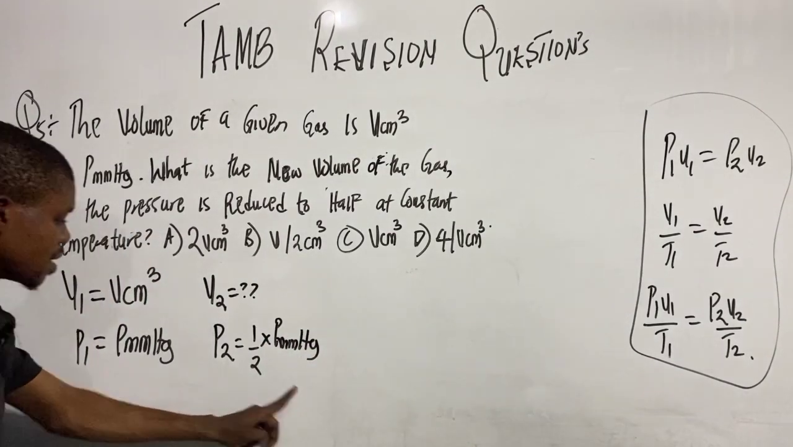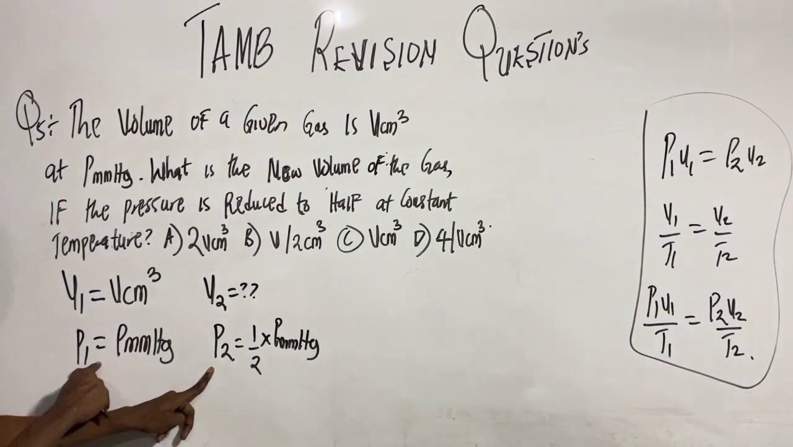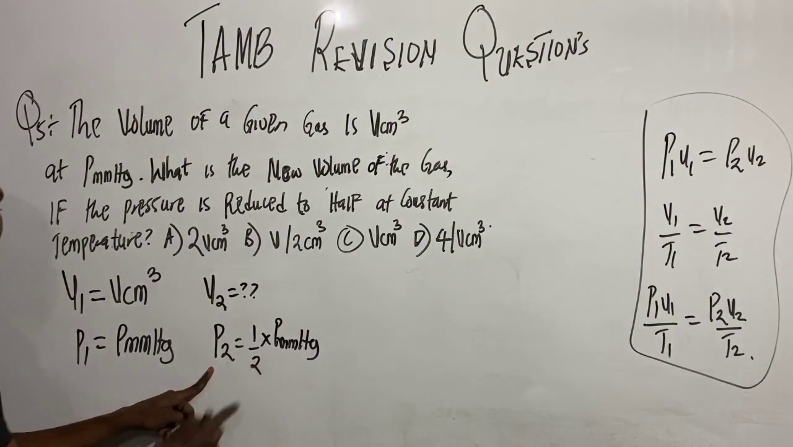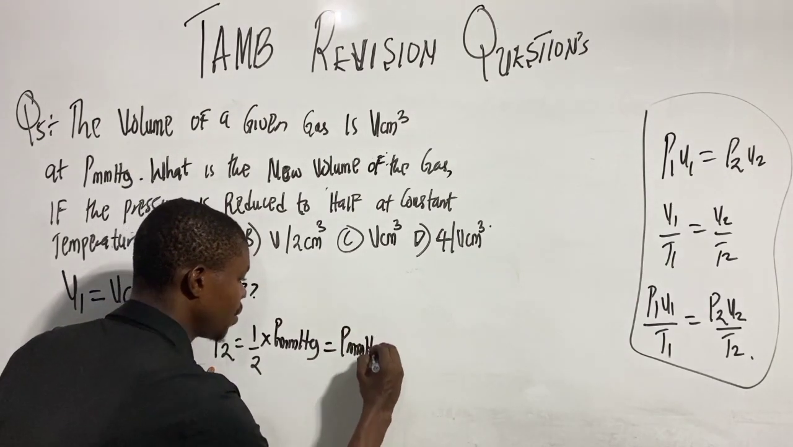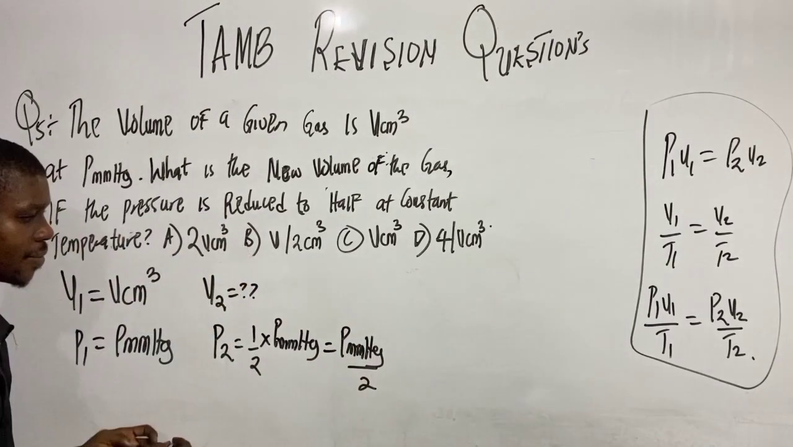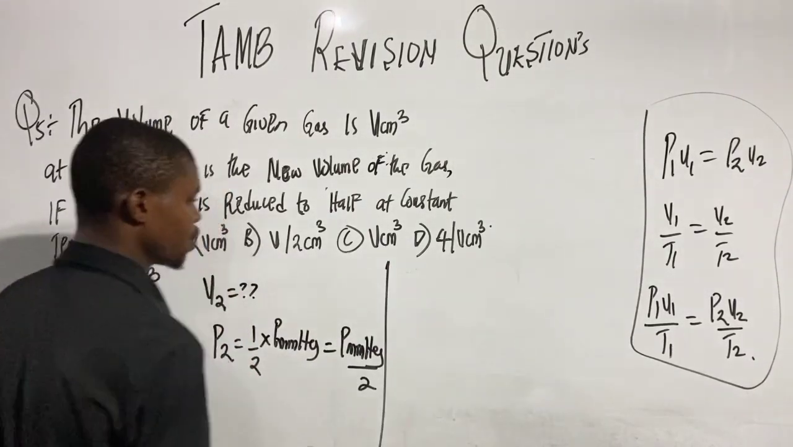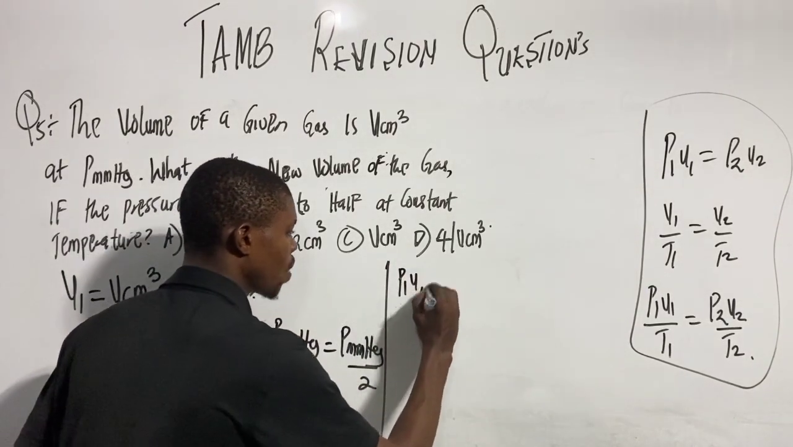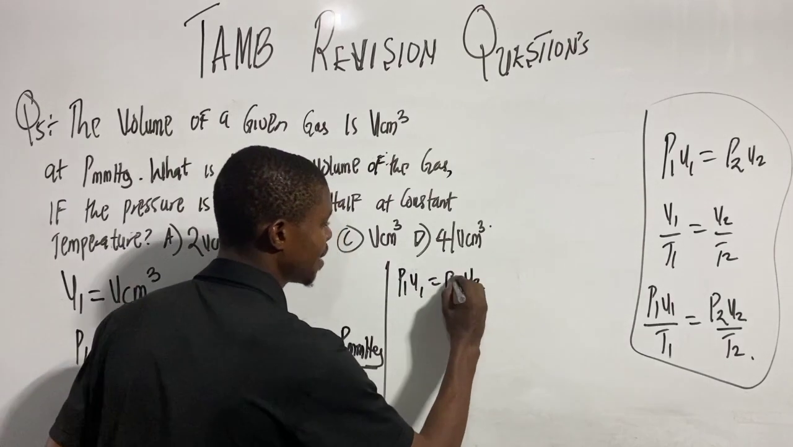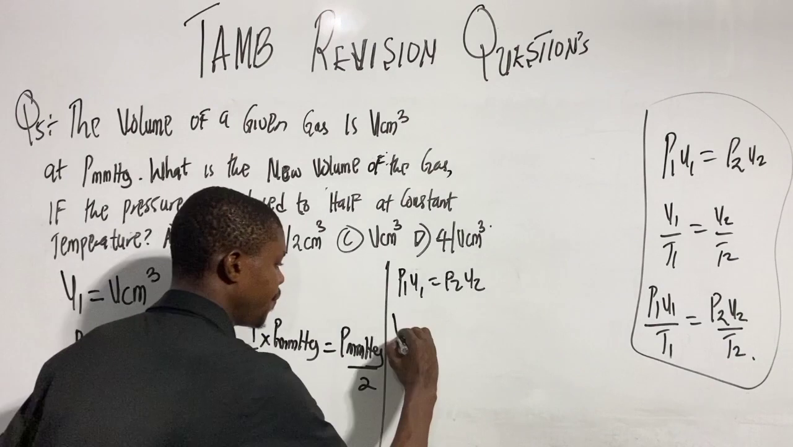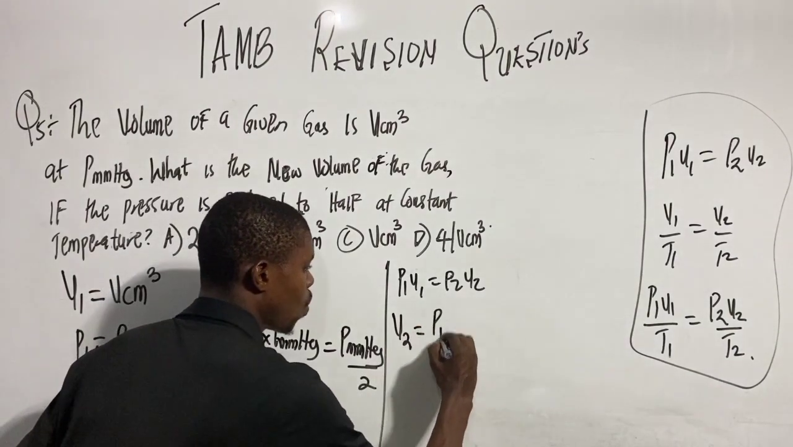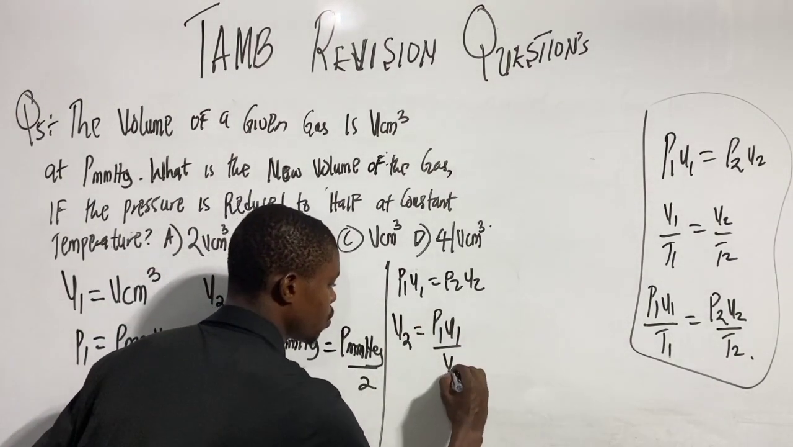Hope you understand. P2 is half of this, so that is half times P millimeter mercury. We also see it as P millimeter mercury over 2. You get? So now here I say P1 V1 equals P2 V2, right? Now make V2 the subject of the formula. V2 is equal to P1 V1 over P2.